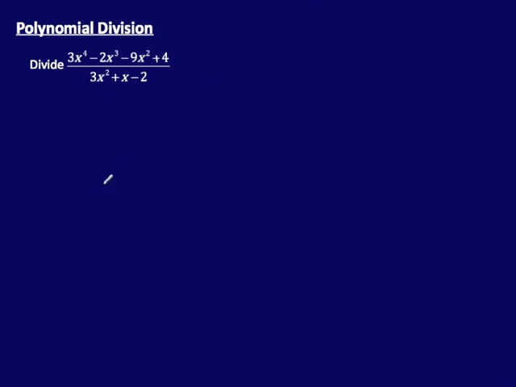Finally, we're going to look at dividing by a trinomial. It's set up exactly the same way. We are going to need a placeholder in the numerator. We have x to the fourth, x to the third, x squared. We have no x, so we need to put one in there. So we get 3x squared plus x minus 2 dividing into 3x to the fourth minus 2x to the third minus 9x squared plus 0x plus 4.